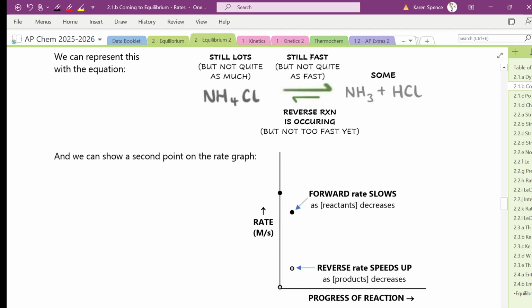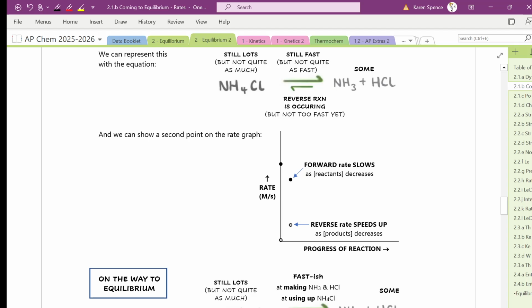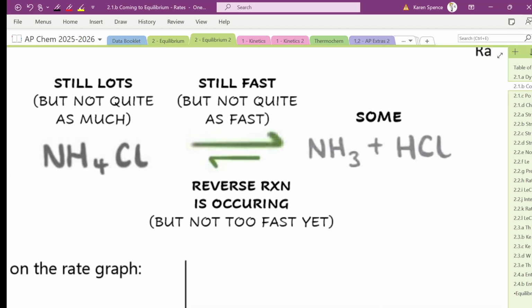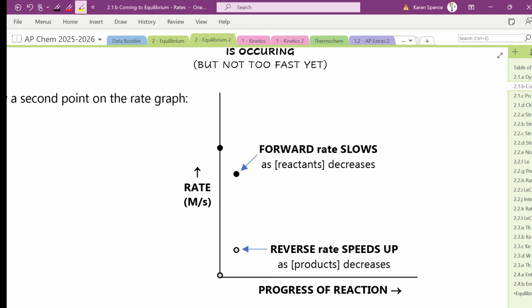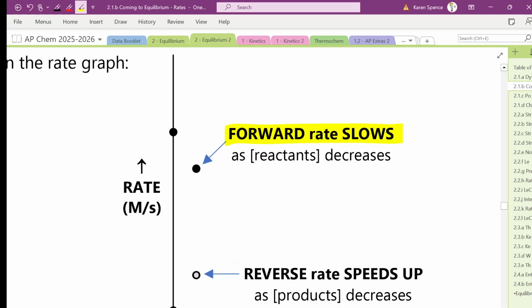All right. So here's what our little equilibrium arrows could look like. The forward reaction is still fast. The reverse reaction, you'll notice there's no longer an X through it. It does occur. But is it as fast as the forward reaction yet? No, not yet. So the forward rate gets slower as the reactants decrease, and the reverse rate speeds up as the concentration of products increases.